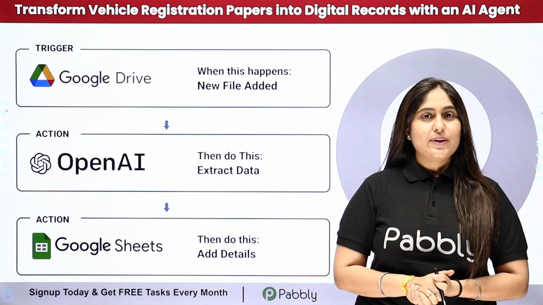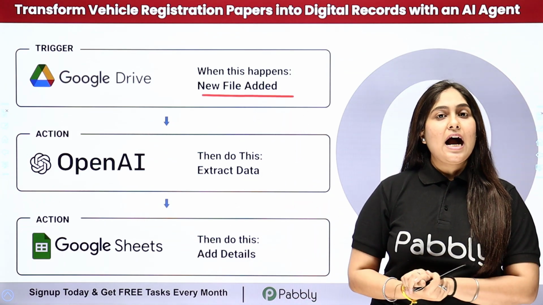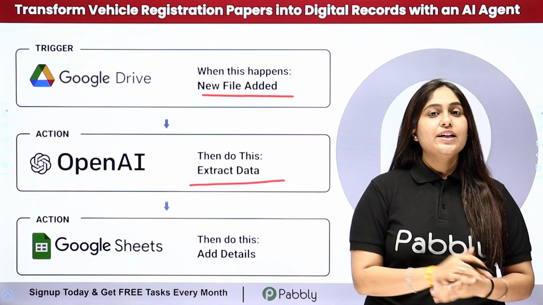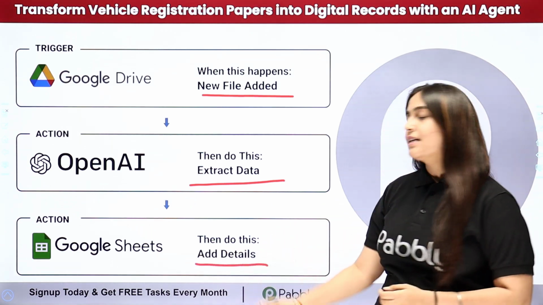So here my objective is that when I'm going to add a new file in my Google Drive, then automatically I want OpenAI to extract the details from that particular file, and after extracting the details, automatically that detail should be added in my Google Sheets as a new row.